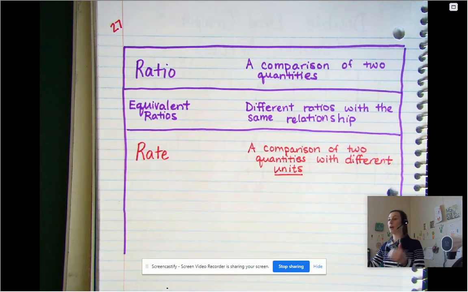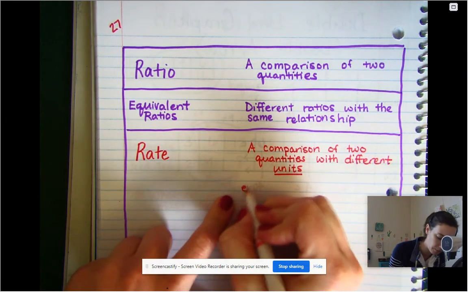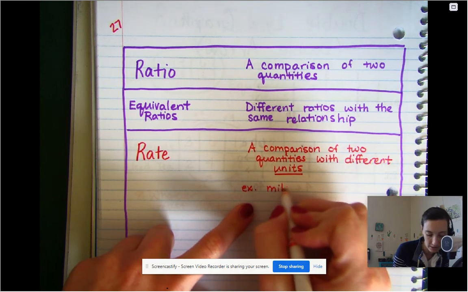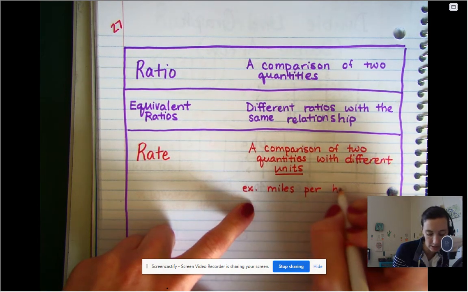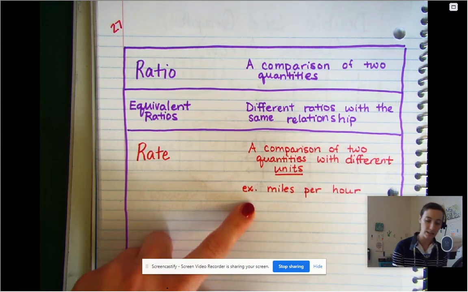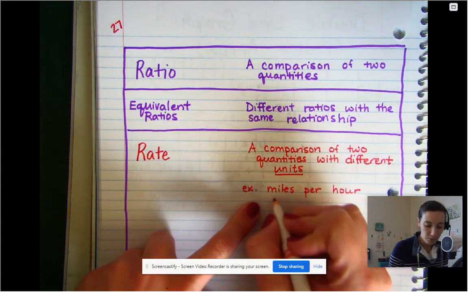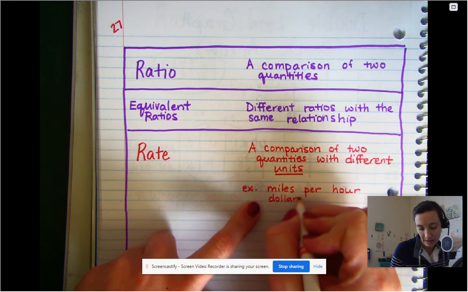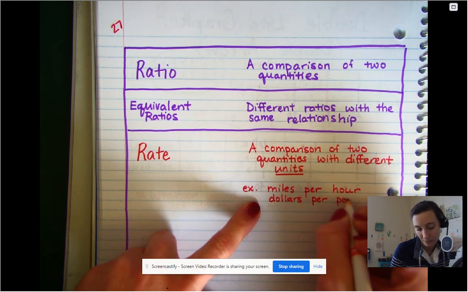So miles per hour, dollars per pound, snowfall, inches per hour. If we talk about baseball, like strikes per game, so we're comparing things that are different. They have different units. So let's put a couple of examples in there right away. Miles is one unit and hour is another unit. Miles per hour is a rate. If we have dollars per pound, dollars is one unit, pounds is another.